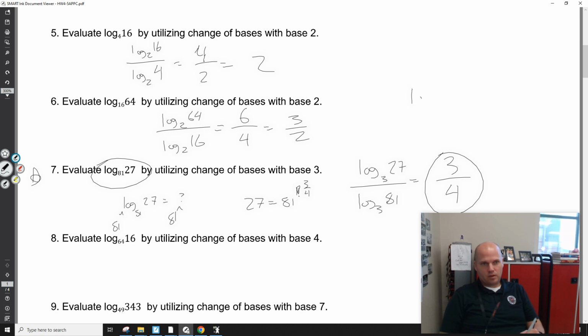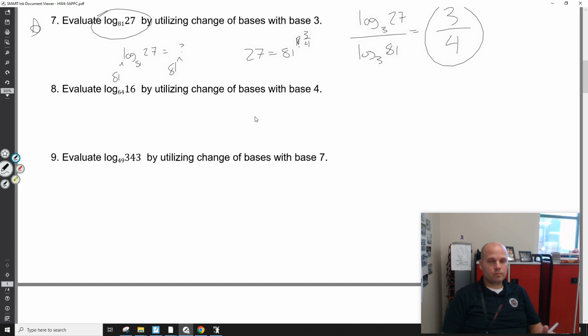Okay, so remember, there were some questions where it's like, what is this? And we actually had you figure it out. 16 to what power is 64? The square root of 16 is 4, 4 cubed, so that's how I know it's to the 3/2. But this is a different way to get the same answer. Base 4, I got the log base 4 of 16 over the log base 4 of 64. 4 squared is 16. 4 cubed is 64. 4, 16, 64. So there is my answer, 2/3.